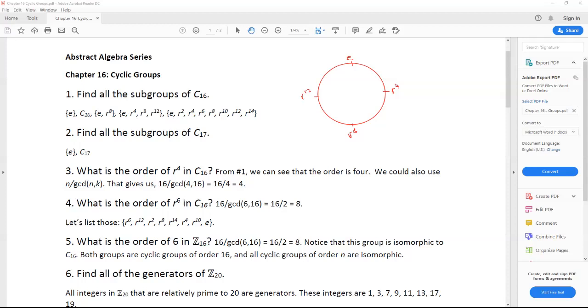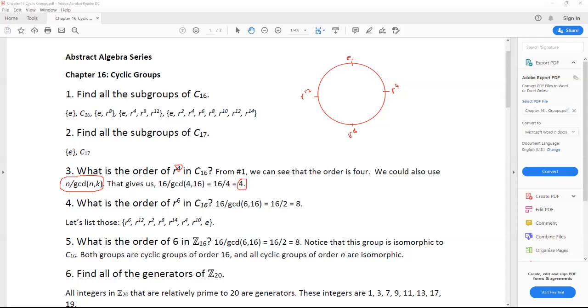There's also a formula that we can use, and that formula simply says if you want to know the order of a generating element, you take the order of the set, which is n, and you divide that by the greatest common divisor of n and k, where k is the power of the generating element. So 16 divided by the GCD of 4 and 16 gives me 16 over 4. And there we go, using a little algebra, we can see that the order of r to the power of 4 is 4. So we get the same answer.